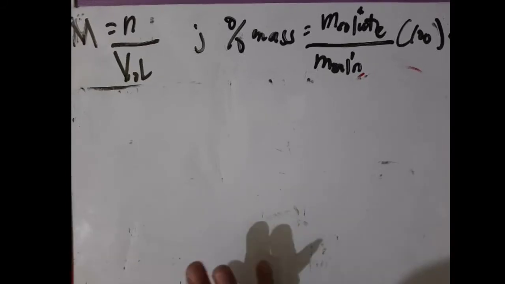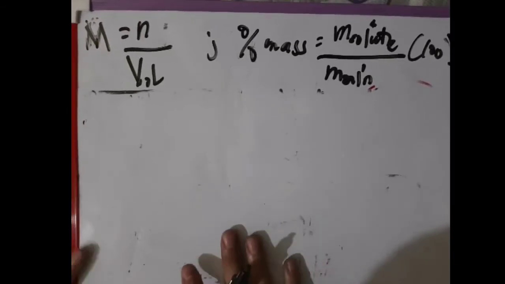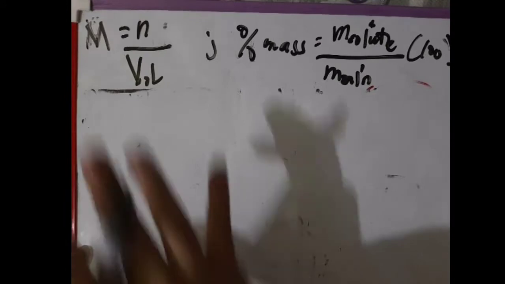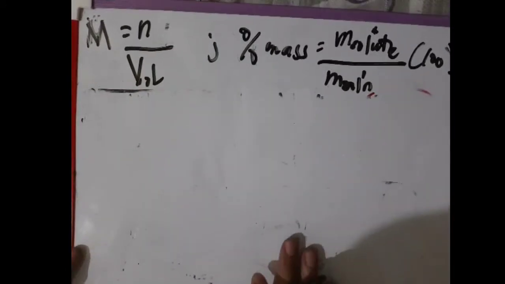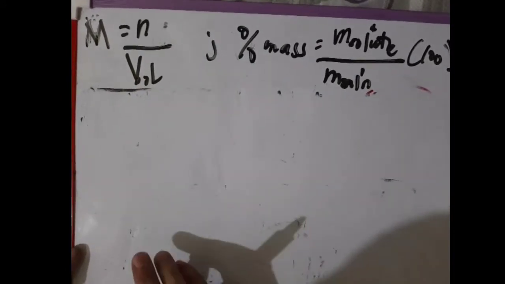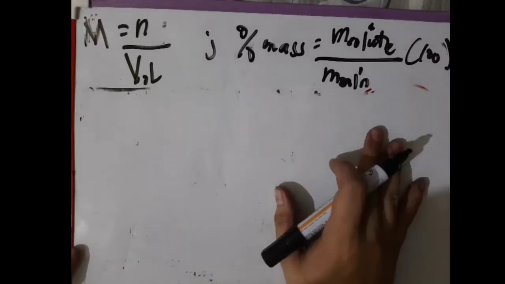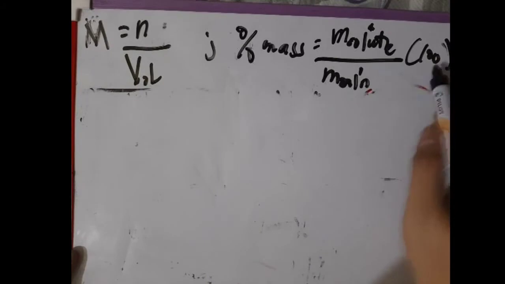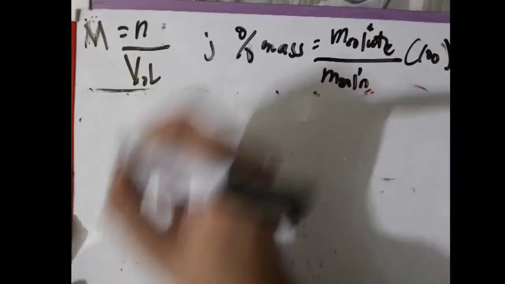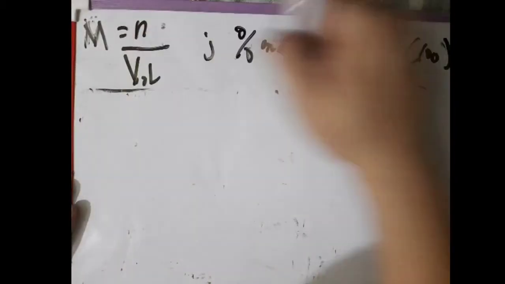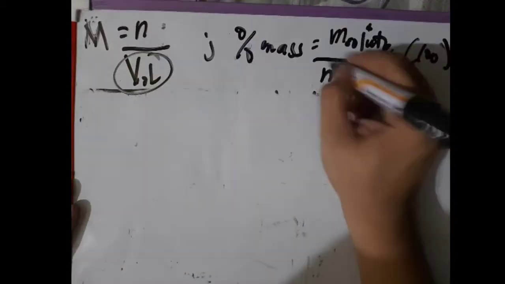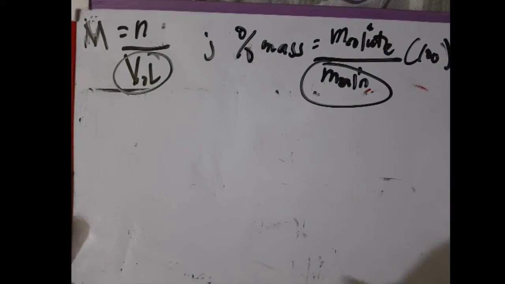Anyway, so let's have this relation. Let's have these units of concentration here. So we have molarity, that is moles of solute per volume of solution in liter, and our percent mass, which is grams of solute over grams of solution times 100.